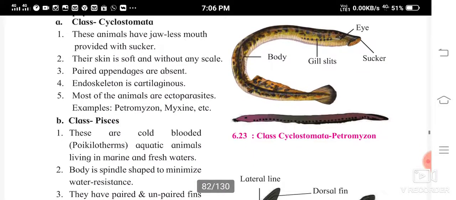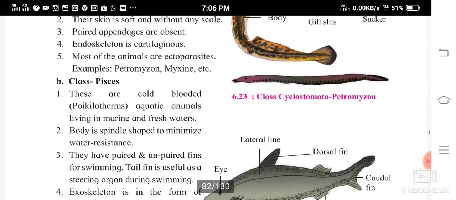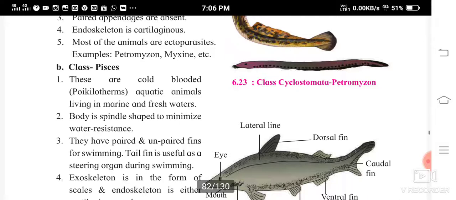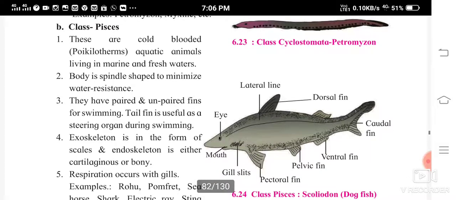Then the paired appendages are absent. Endoskeleton is cartilaginous, and the animals are ectoparasites, means they are parasites. They depend on the host for food and they live, but they do not live inside the body of the host. They live outside the body of the host. Pisces you saw. Pisces means what? Fishes. You find them only in water. They live both in marine water as well as freshwater.